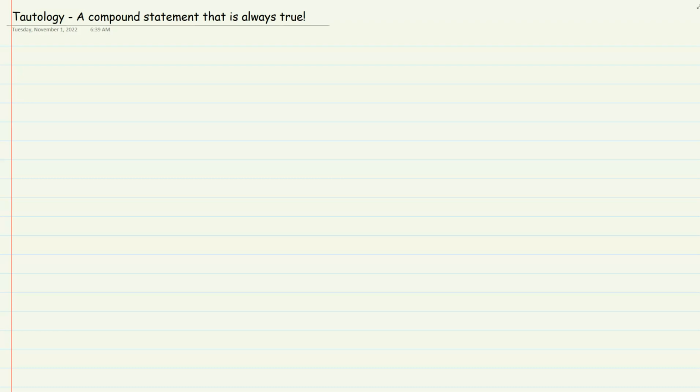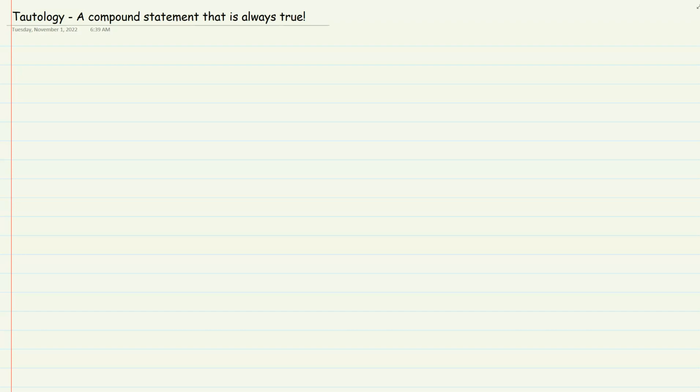Hey class, in this video we will be determining whether a statement is a tautology. Okay, so what is a tautology? It is a compound statement that is always true for all possible truth values of that compound statement. So when you make a truth table, the end result is always true. That is what we call a tautology.